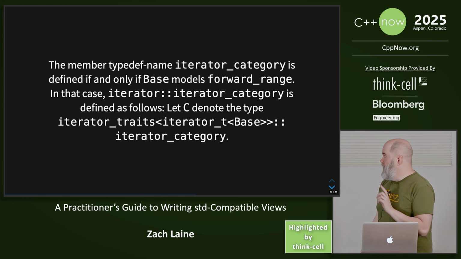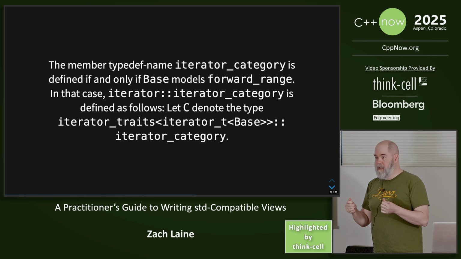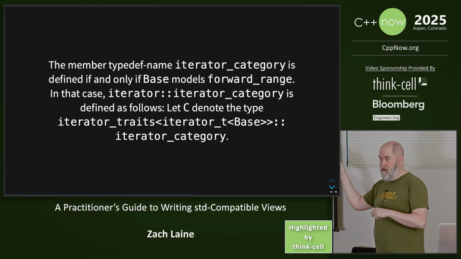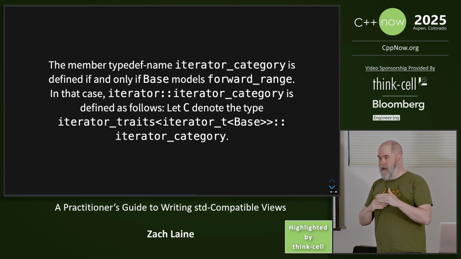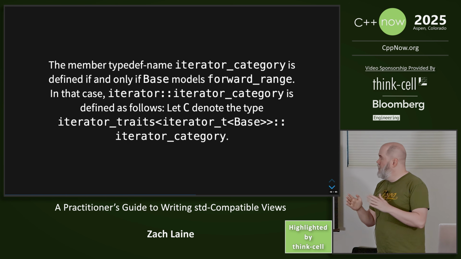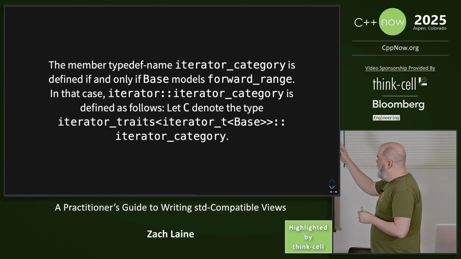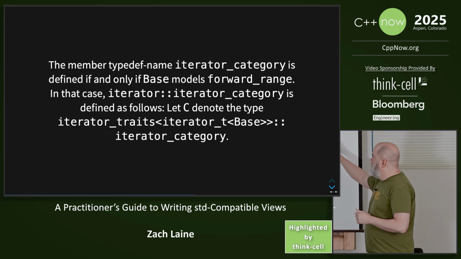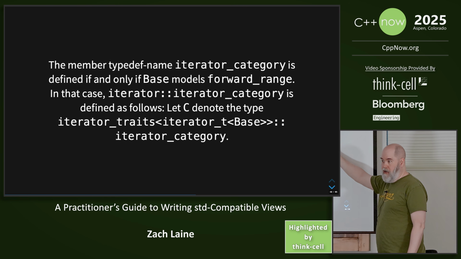But then we come to iterator category. If you don't remember this, iterator concept is the C++20 version of iterator category. They have slightly different semantics because the rules for what can be what category of iterator in 17 versus 20 changed. So now we only define iterator category if base is at least a forward range. So if base is an input range, we don't even have an iterator category nested typedef. Okay, that's funky, right? And the first time I saw this, I was like, why are we doing that?